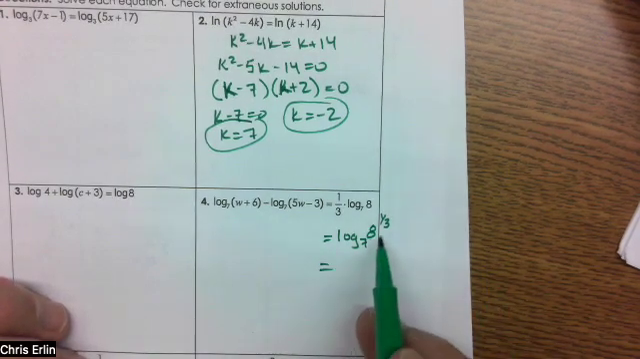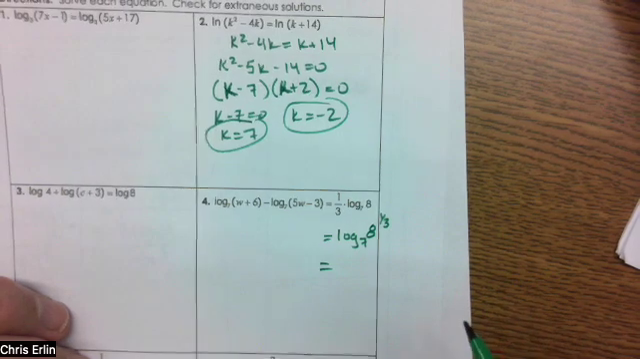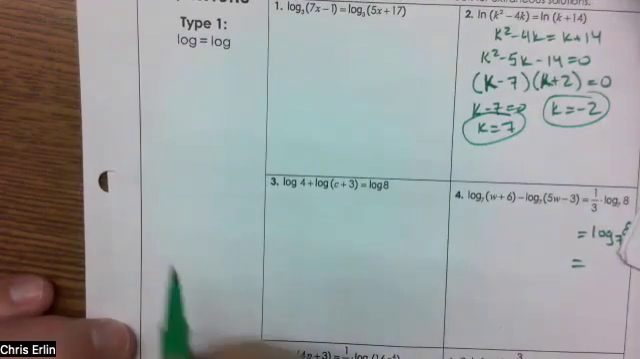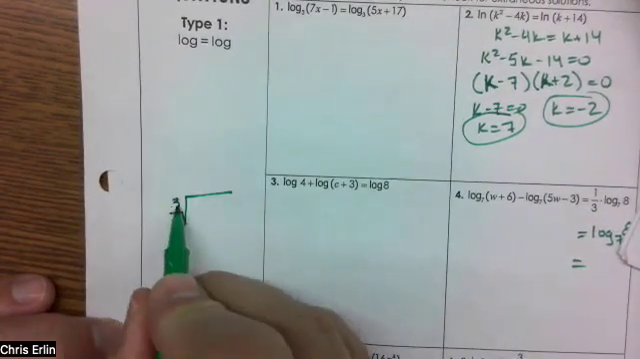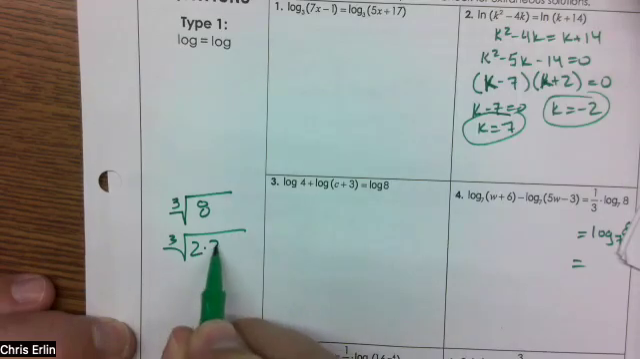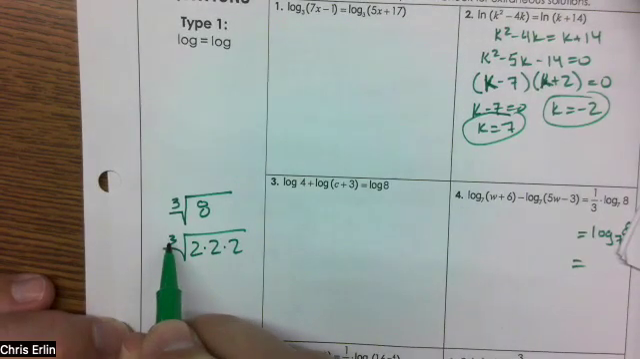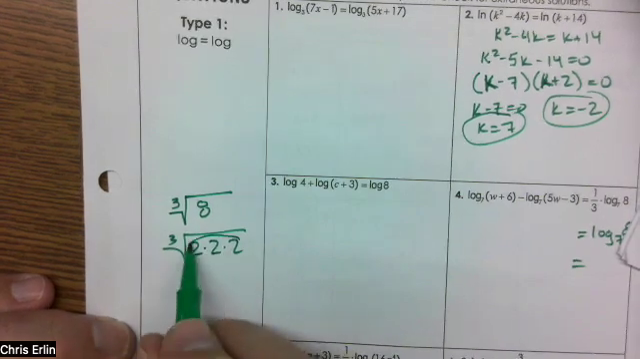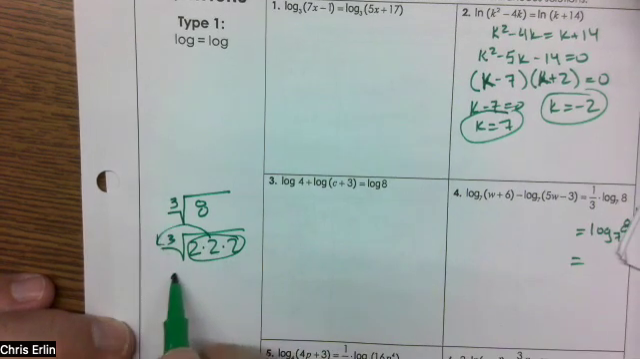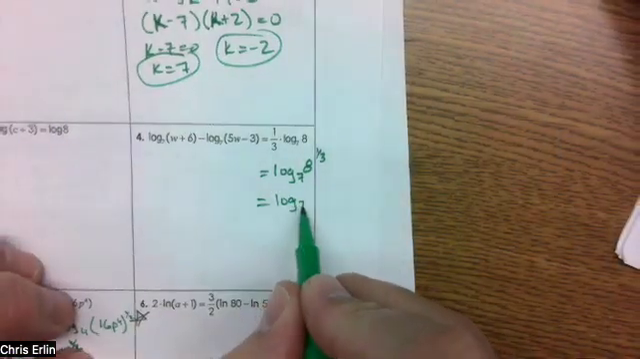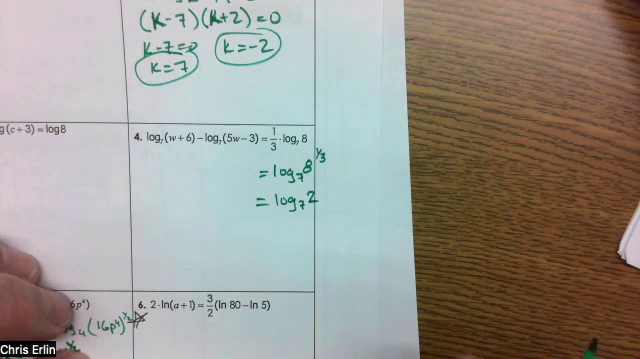Well, let's deal with it now. What does a 1/3 exponent mean? Good, cube root. And so remember, if we're taking a cube root of 8, what we're saying is what's multiplied times itself 3 times inside here. So I factor 8 into 2 times 2 times 2. They all match up and come out as a single 2. So this becomes log base 7 of a regular 2.